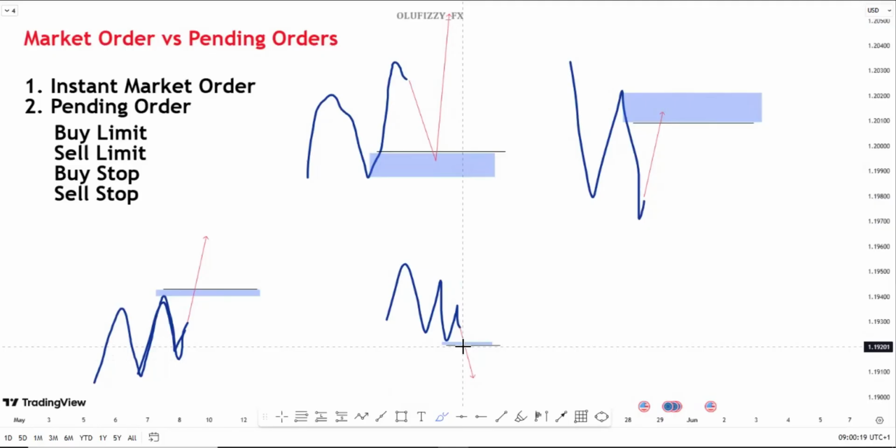So I think now you should have understood what a market order is, what a pending order is, and the four types of pending order that we have. Because mastering the entry is one of the first steps toward becoming a disciplined trader. You must understand all these things. And I think this video has already helped you.